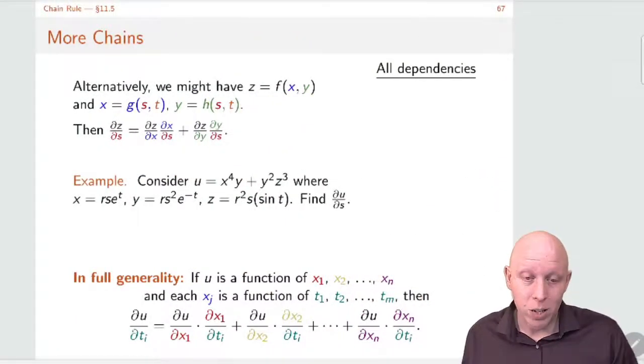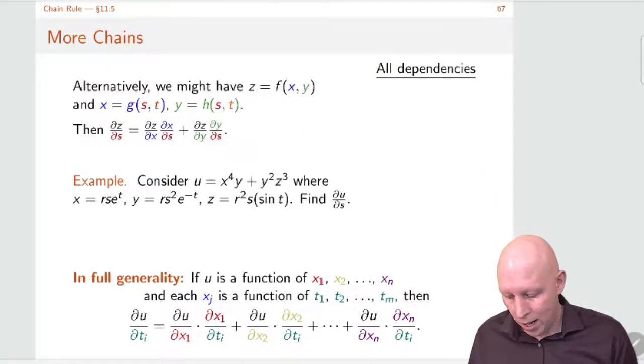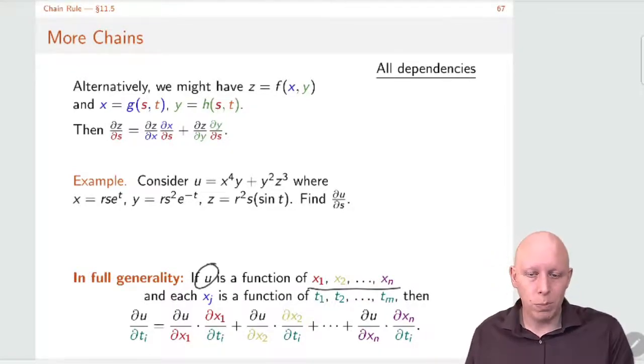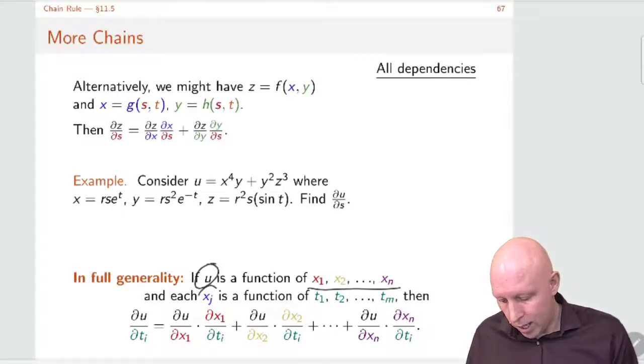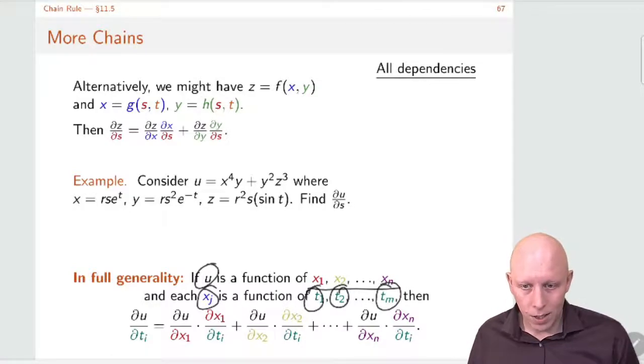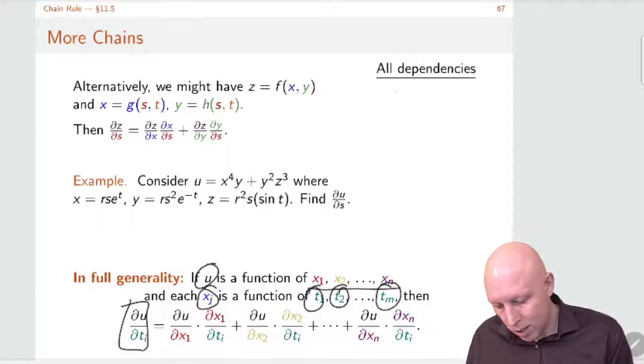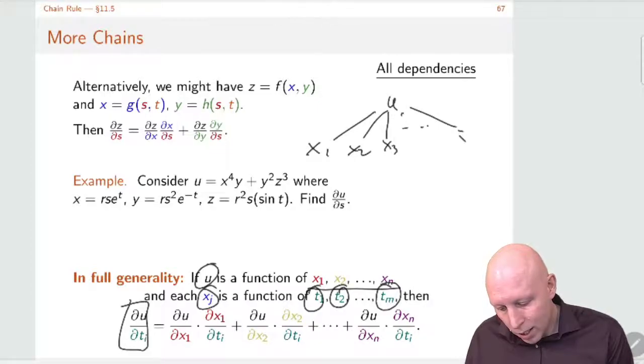And so if we want to be completely general, we can say, let's say u is a function of these variables, x1, x2, up to xn. And then each of the x sub i's is a function of some t variables. Then del u del ti, right, what is this going to look like? This is going to look like u, x1, x2, x3, dot, dot, dot, xn. And then each of these has t1, ti, up to tm.